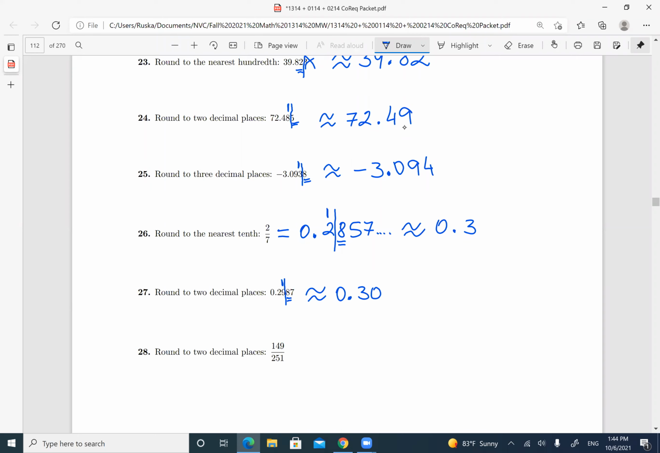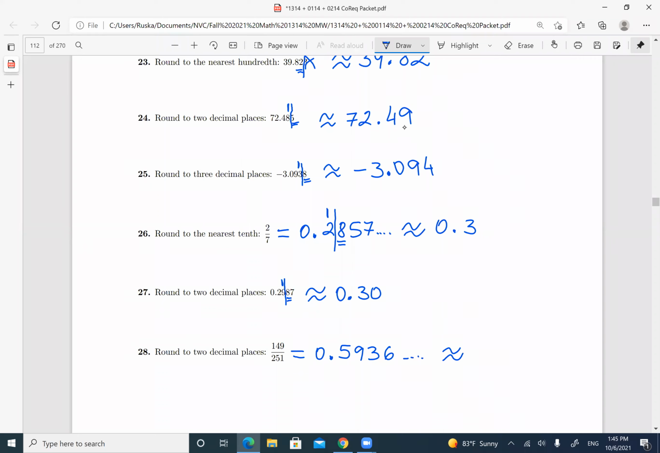Okay. And then the next one, I'm going to divide these 2 numbers to see what I'm going to get. And you need 2 decimal places. So I have 149. I'm going to divide it by 251. And that's 0.5936. 2 decimal places. So I have enough.